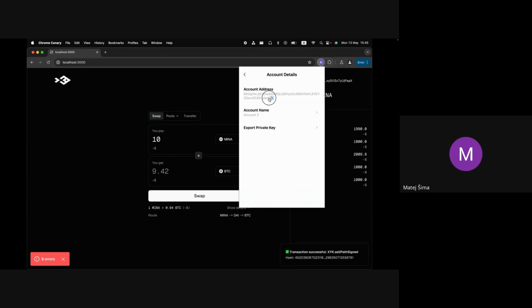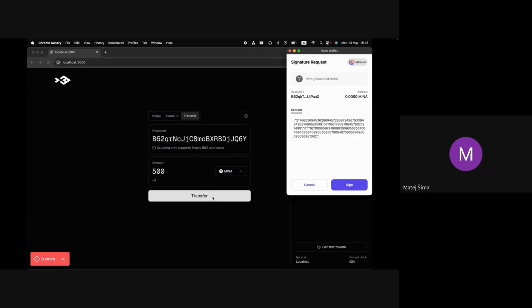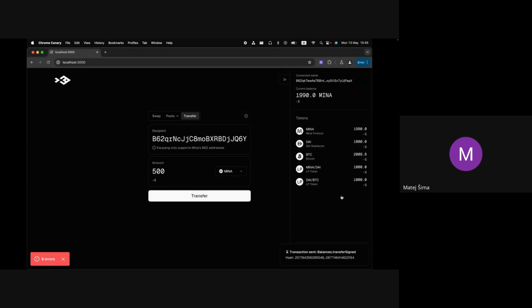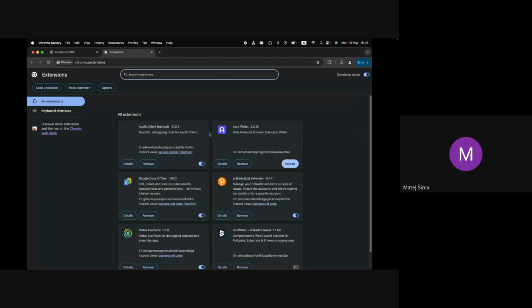What I wanted to do next is copy out an address of a different account that I have in Oro, but I believe that Oro was crashing at the time, but you will be able to see it anyways. So I'm sending 500 Mina from my account to this other account that I have in my wallet. I'm gonna do the transfer. And now when I try to switch the account to my other account, Oro crashed, so I just had to restart it as part of the demo. So yeah, we'll just reload Oro and we will be back in business.